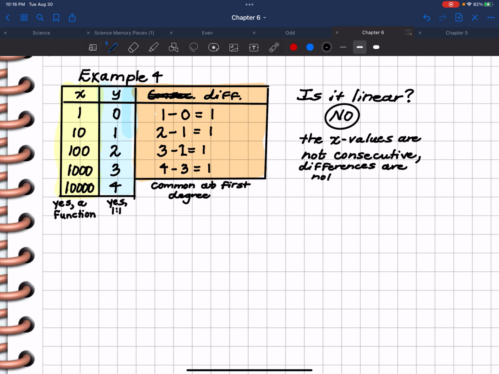Okay, so be careful. If they wanted to, they could really mess with us here. So we have to check each of those conditions. You have to check your x values to see if it's a function, and while you're there, check to see if the x's are in order, if they're consecutive x's.